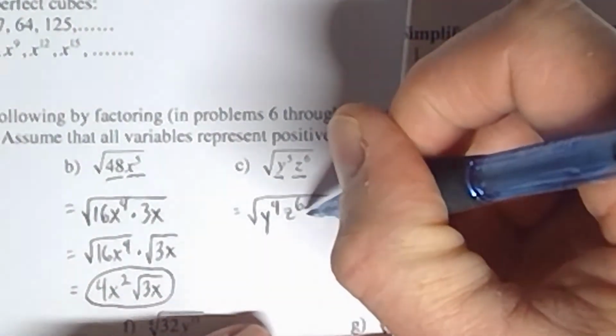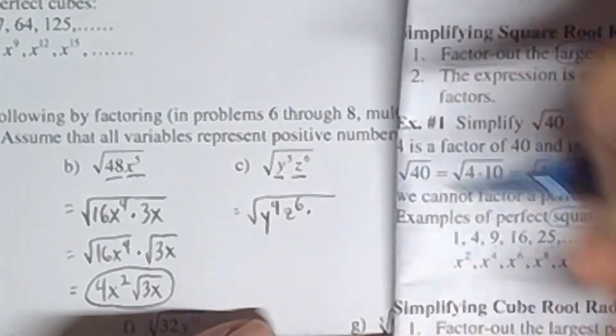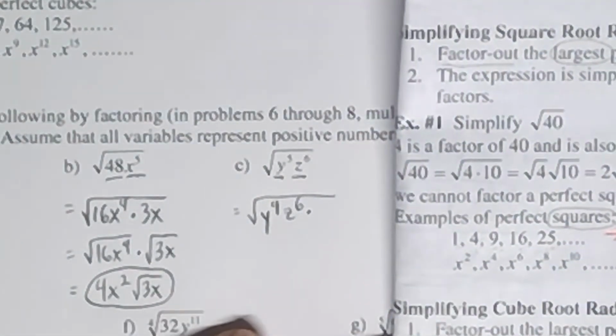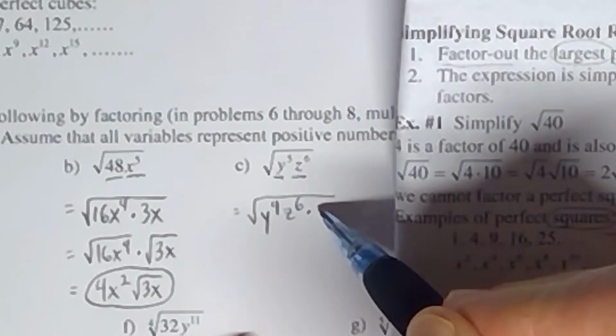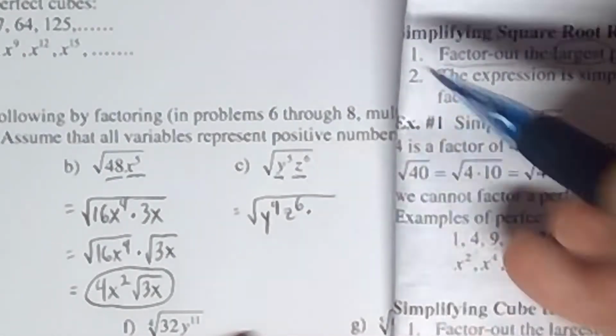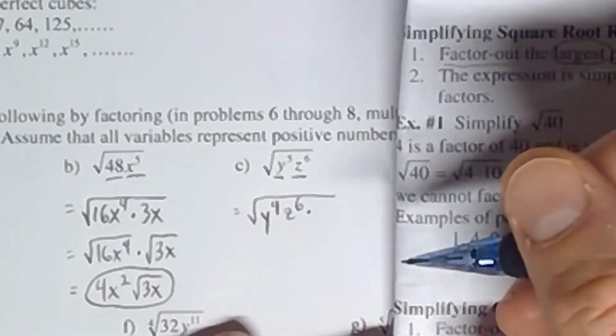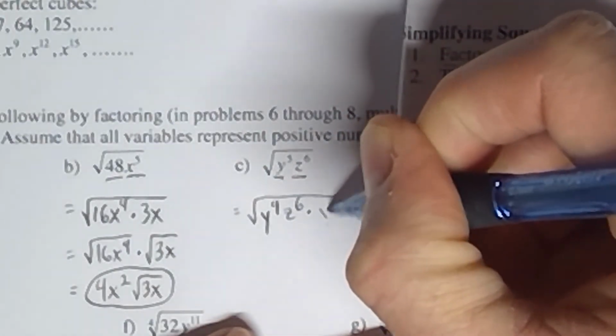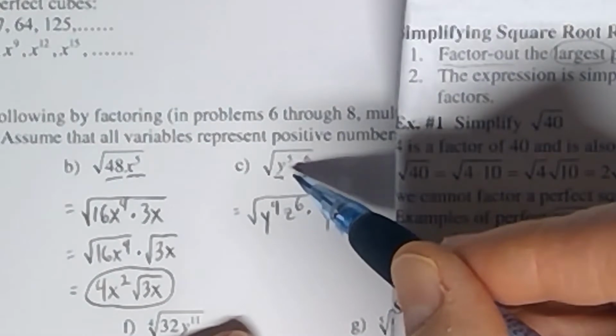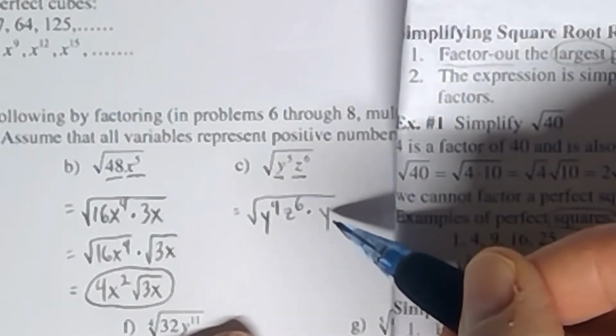All right. Now, I did both y and z. I'm done with that part of it. What do I need to multiply by over here, though, so that it's still going to be equal to y to the 5th z to the 6th? Well, we know that y to the 4th times y to the 1st is equal to y to the 5th, so y to the 1st would go over here.